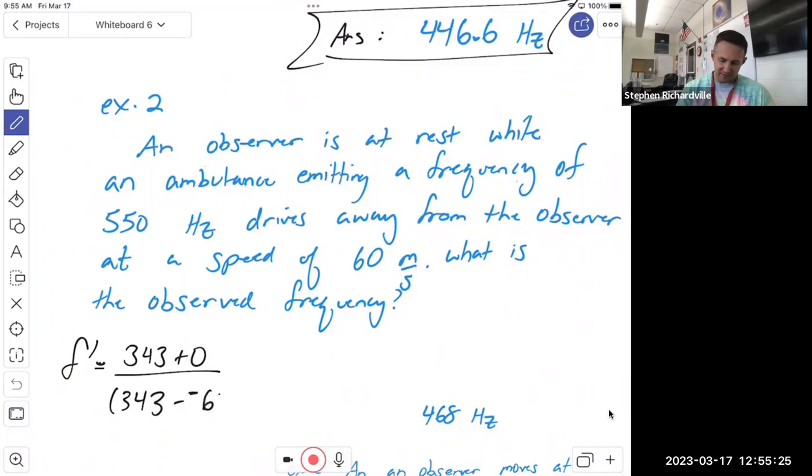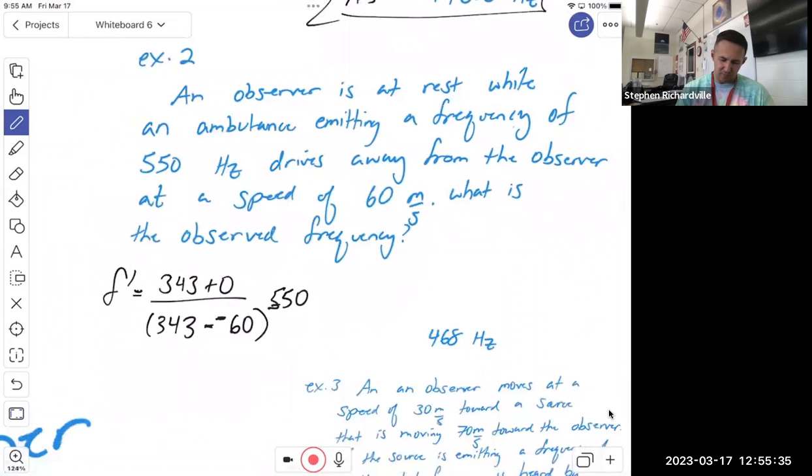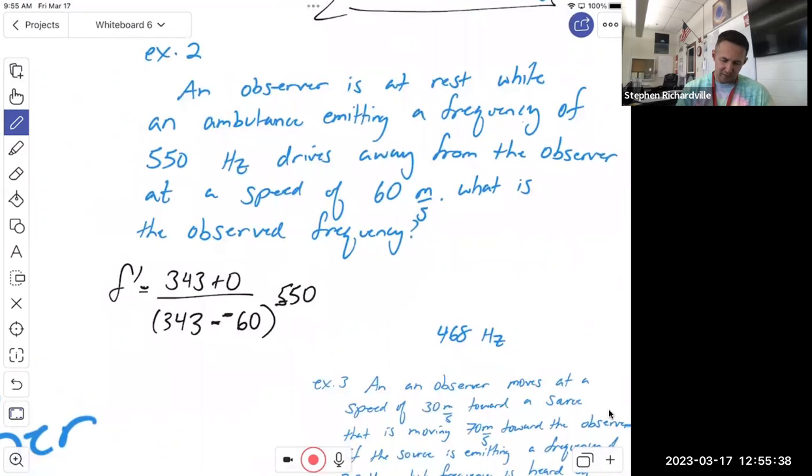Minus 60. So minus a negative 60. That's why that ends up being plus. Now I'm going to multiply that all by 550. So the math would be F prime is equal to 343 over 403 times 550. And that's where my frequency is going down.